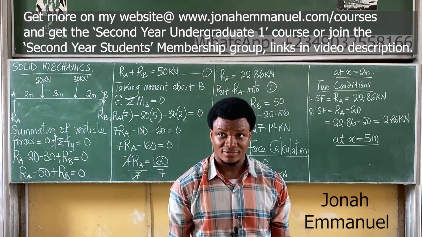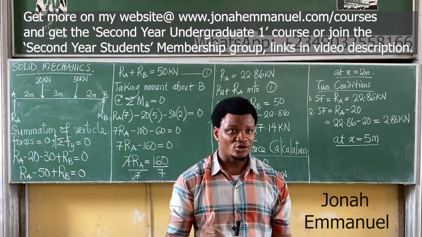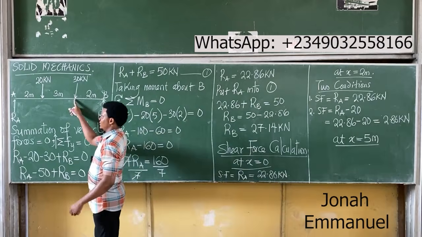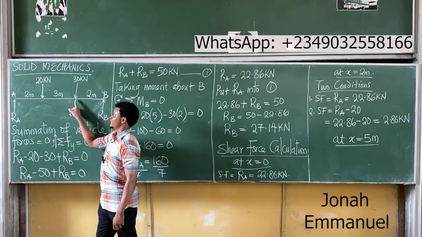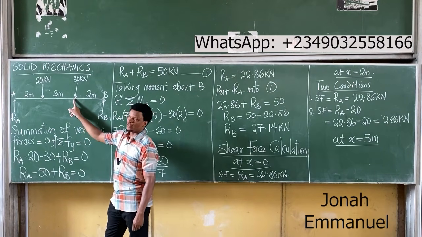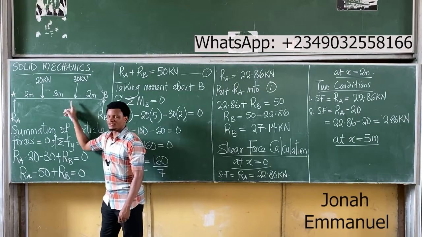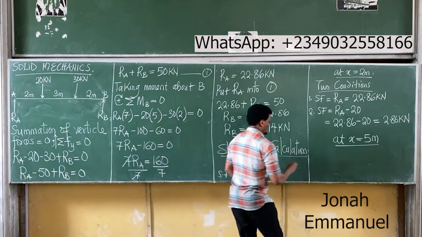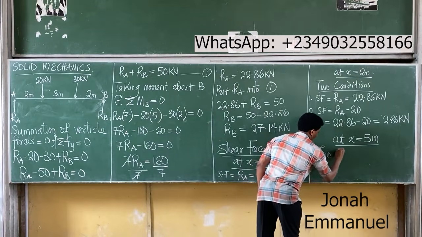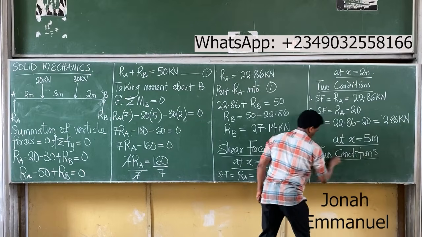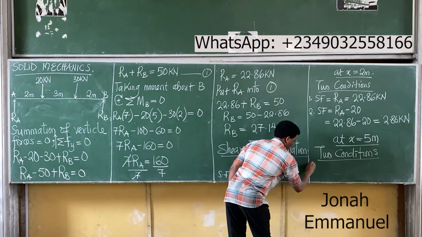Two conditions. At every point where you have a point load, bring in two conditions. At x equal to 5 meters, that's here, right? 2 plus 3 is 5. At 5, do I have a point load? Yes. What will I bring in there? Two conditions.